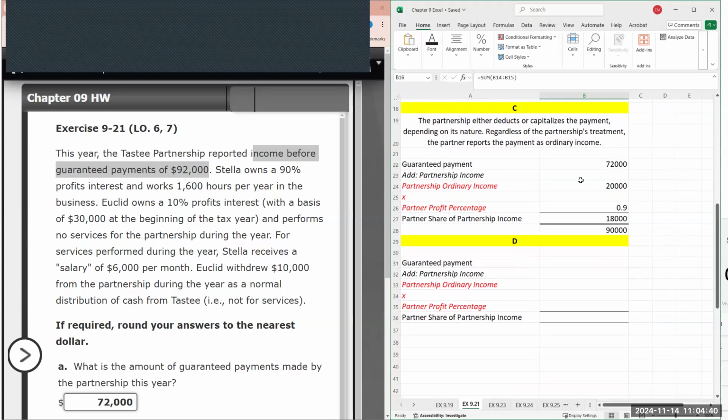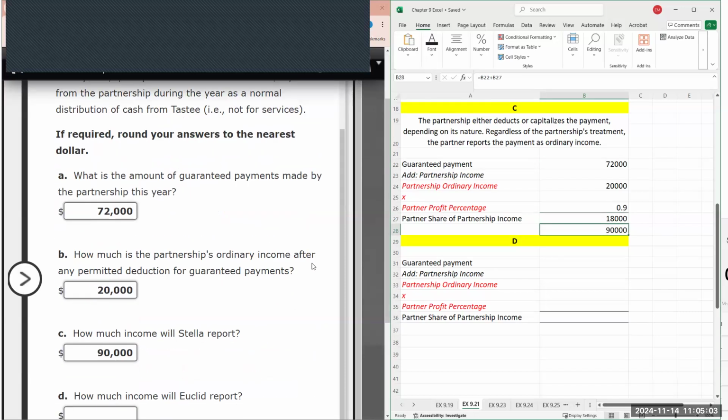So now moving on to C, to the guaranteed payment of 72,000, we add Stella's percentage of the income that is going to be allocated, which we calculated as follows: 20,000 times her 90% profit interest. 18,000 of the 20,000 would be allocated to her. So 72,000 plus 18,000 gives us 90,000.